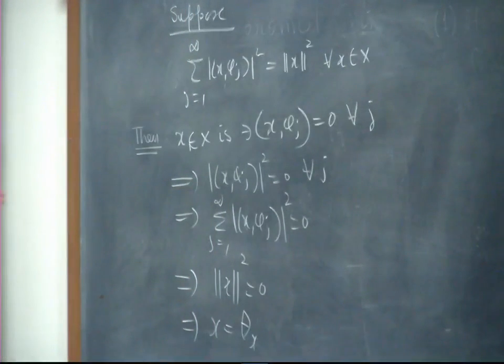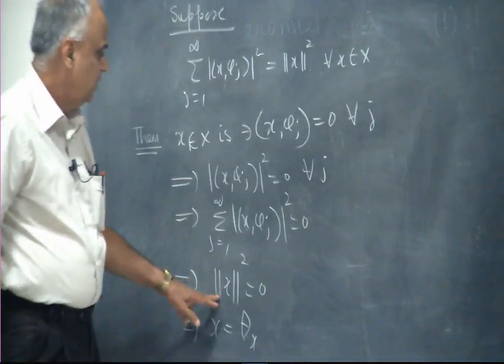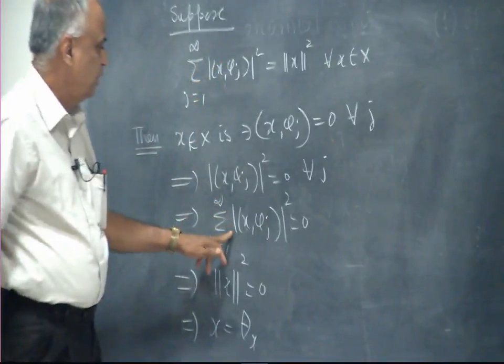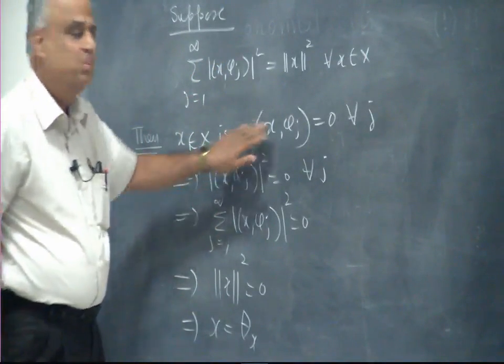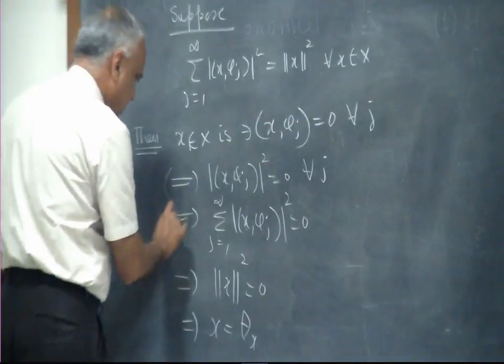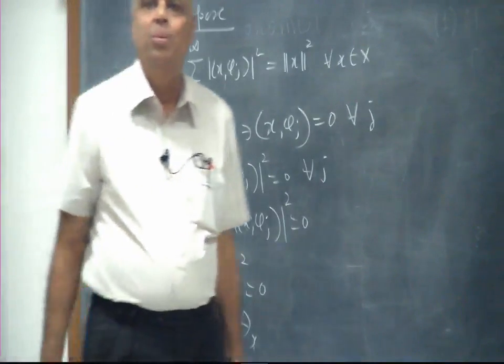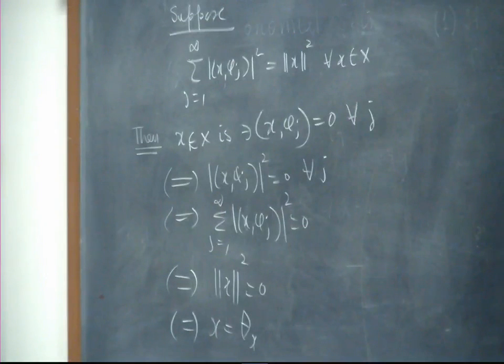Of course, the converse is obvious. If x is the 0 vector, this is true. If this is true, this must be true. If this is true, this must be true. If this is true, this must be true. So, we can put both ways. They are all completely reversible truths. So, the only vector which can become orthogonal to all these vectors is the 0 vector. That is when, if this has to happen, this must be determined.